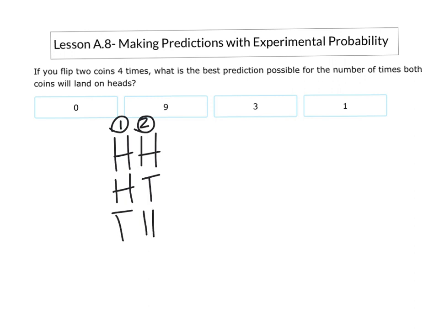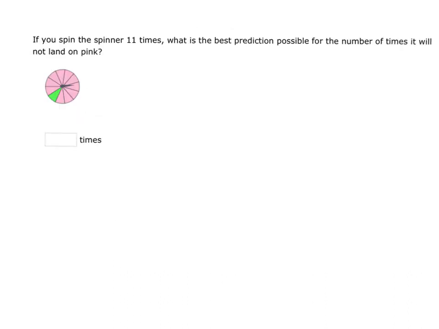We could get heads, heads. We could get heads, tails. So if we think about this as coin 1, this is coin 2 that we're flipping. We could get tails, heads, or we could get tails, tails. So if we flipped 2 coins 4 times, we can see there's only one combination that really works out to be that head, head. So 1 is the answer for this one.